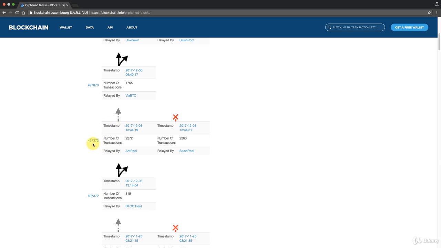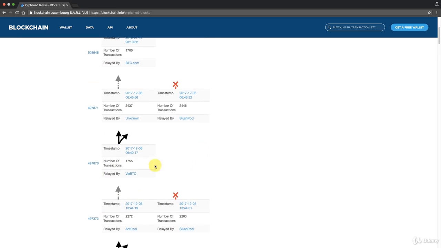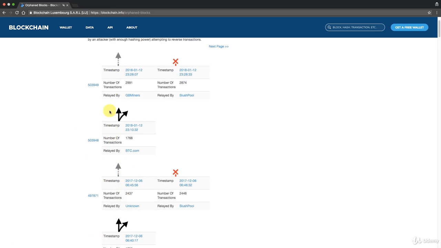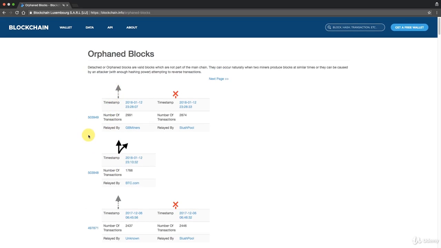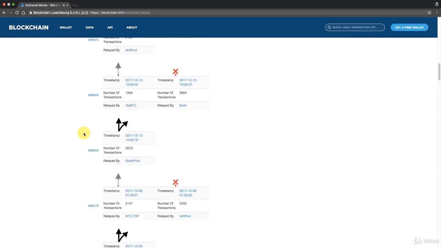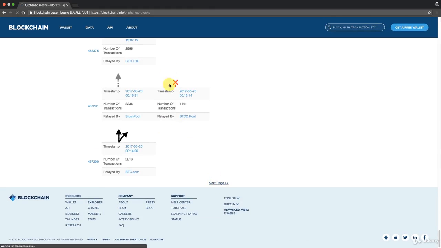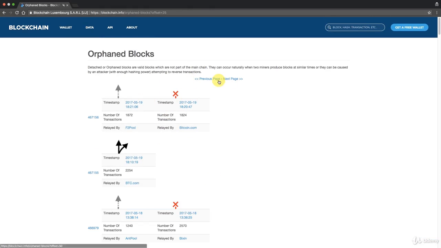So you can see here 497.373, 497.870. So they skipped from here to here. They skipped about 500 blocks. Everything was normal, and then an orphan transaction happened. So they showed us what happened to it, and then again, you can see 497.870, 497.871. These are consecutive, then these are always consecutive, and so on. So that's how to read this chart, and it keeps going on. You can scroll to the bottom, and then you can go to the next page, and it'll show you more if you like.